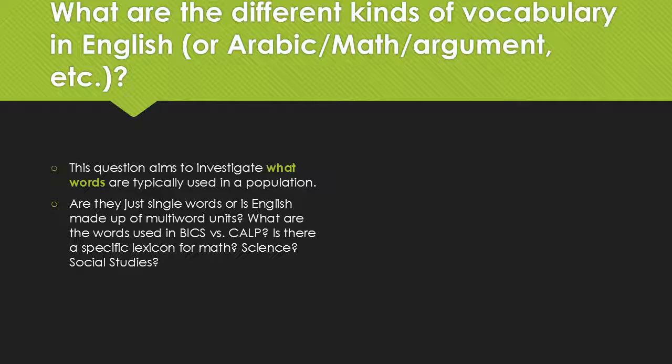Researchers interested in this problem want to know more about if a language is, for example, made up of single words or multi-word units or phrases. Or they might want to know about the differences in vocabulary between social and academic language. Or they might want to know if there's a specific lexicon for a particular academic subject or discipline.